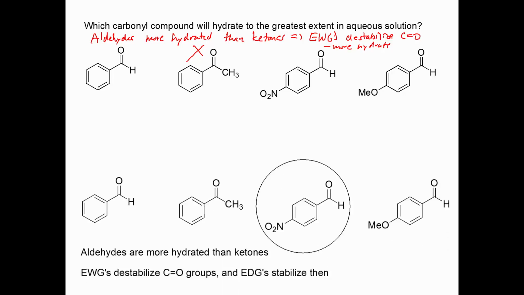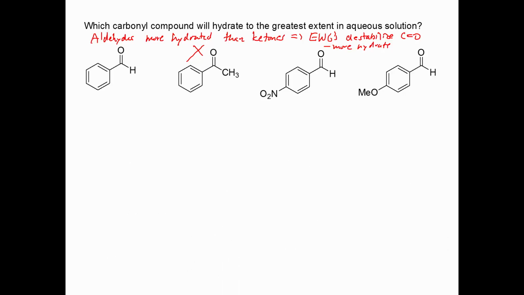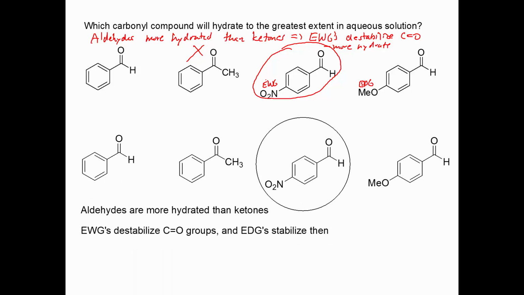Let me just see what my animation has. Okay. All right, so this is an electron withdrawing group. This is an electron donating group. And this one doesn't really have any electron donating groups or electron withdrawing groups on it. This is the one right here, para-nitrobenzaldehyde, that's going to be the most hydrated. Okay? All right, so we're going to choose this one.